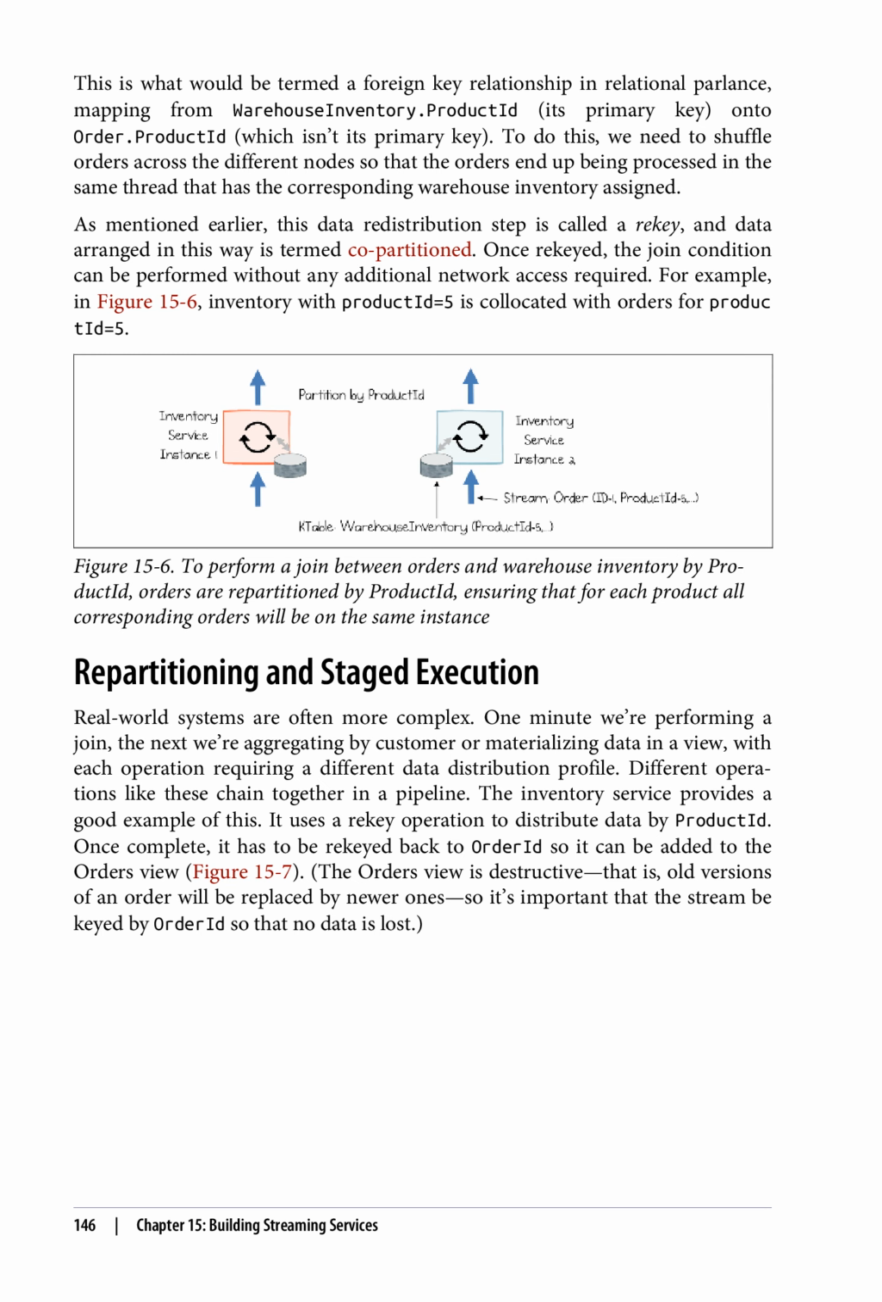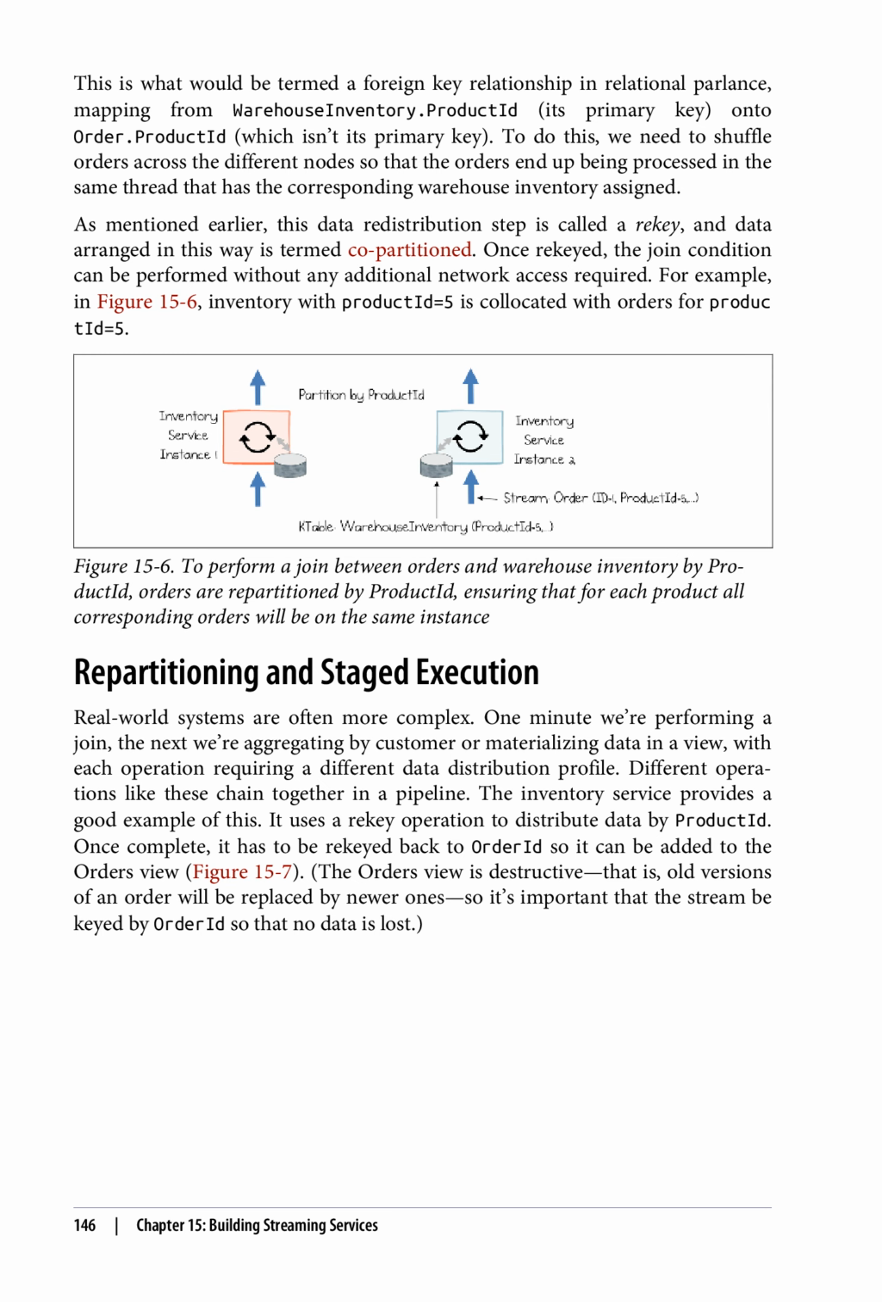Re-partitioning and staged execution. Real-world systems are often more complex. One minute we're performing a join, the next we're aggregating by customer or materializing data in a view, with each operation requiring a different data distribution profile. Different operations like these chain together in a pipeline. The inventory service provides a good example of this.